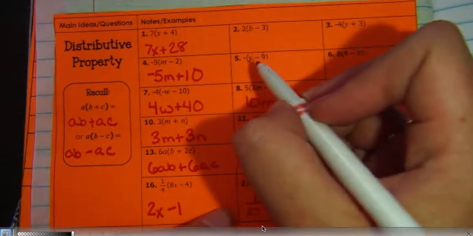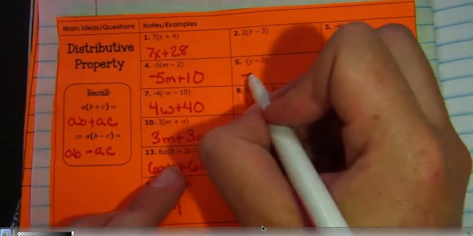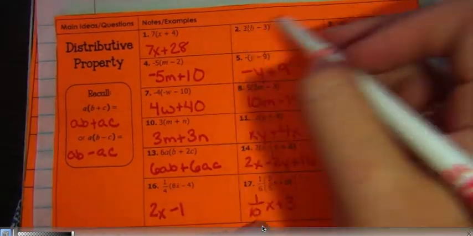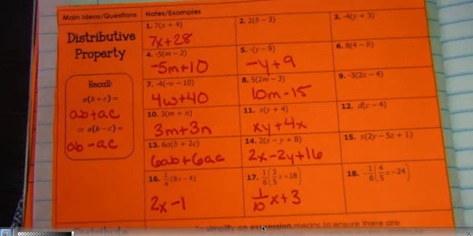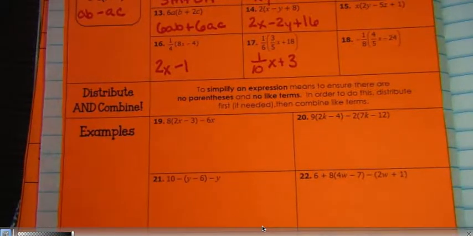And over here, we're taking a negative. Really, it's telling us to do the opposite of everything inside. So we're going to have -y plus 9. All right, so you're going to finish the top part. And then down here is really where you see the most. Distribute and combine. So simplify an expression.